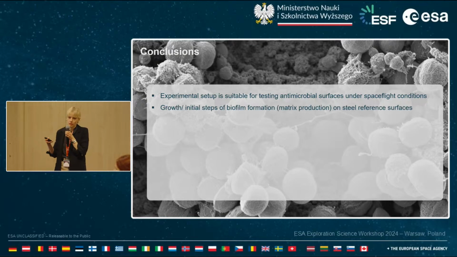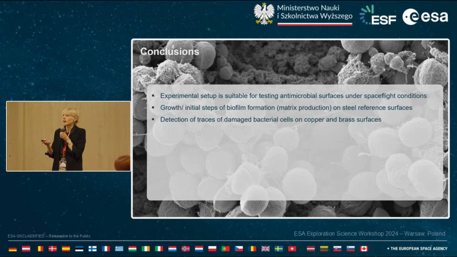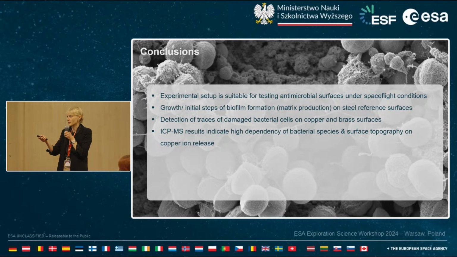What we saw is that the growth and the initial steps of biofilm formation and the matrix production are visible on the steel surfaces, but not visible on the copper surfaces. On copper, we only saw traces of damaged bacteria on the surfaces, and on brass, the same. Even though on brass it's a bit of a different story, you can read a bit more about it when the biofilms publication is finally out. So brass is a different story.